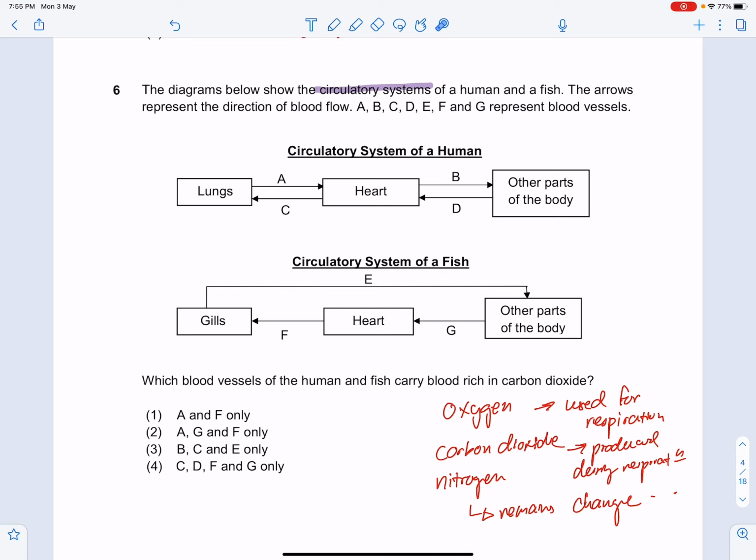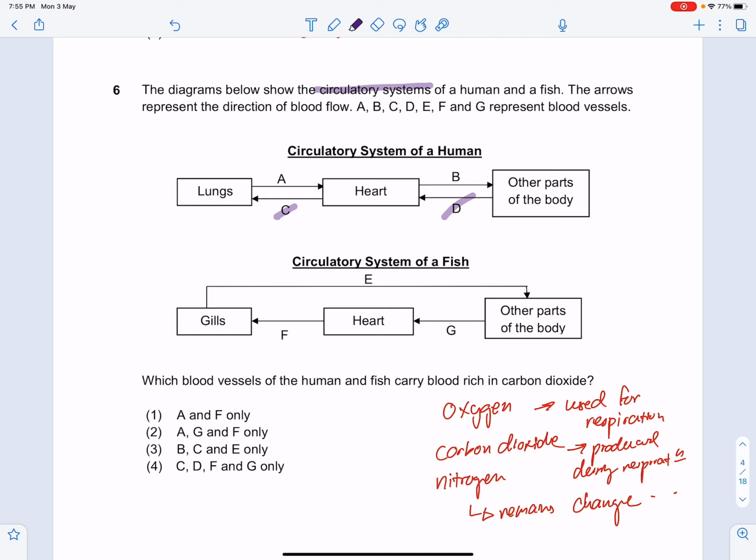So other parts of the body signal that there are cells which would have taken up all the oxygen to use it for respiration. In return, when you respire, you produce loads of carbon dioxide, which is taken up by the blood and transferred to the heart before going to the lungs to be removed. So I would say that C is rich in carbon dioxide, so is D. This too is actually rich in carbon dioxide. I'm just going to indicate here with a highlighter that this too is rich in carbon dioxide for a human.